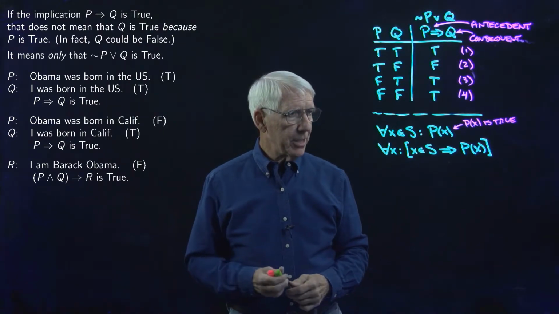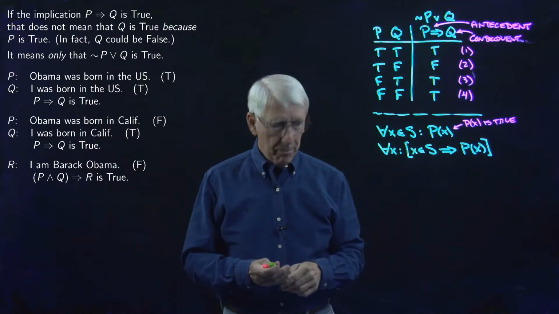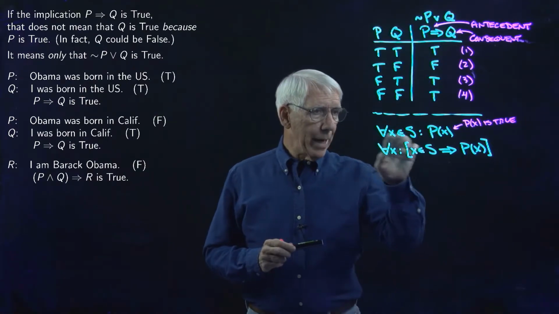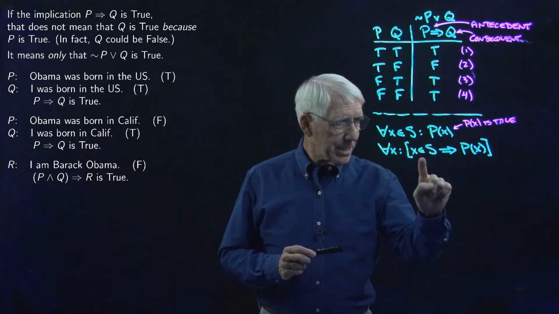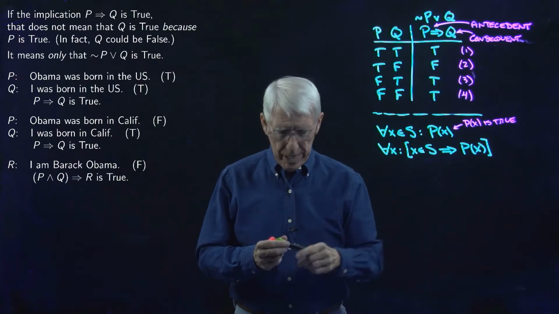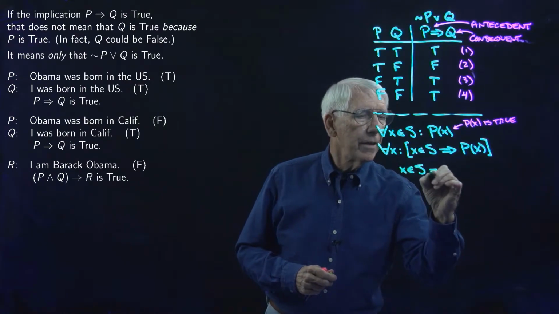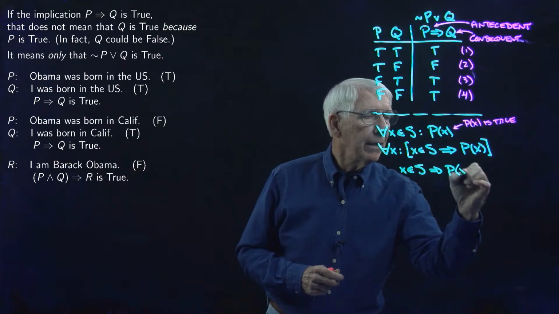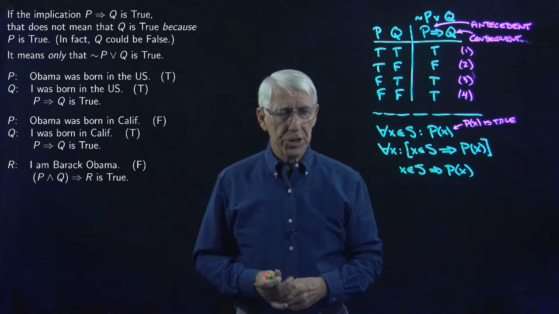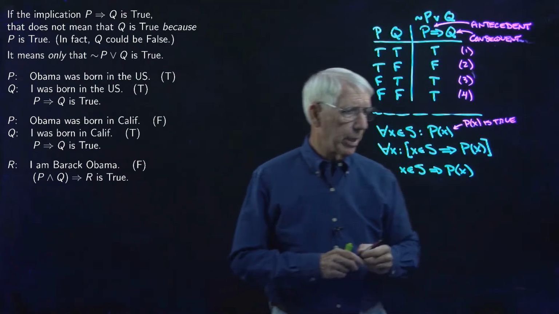And I've done that kind of intentionally. We don't typically take this and rewrite it like this, but what we often do is write this as an implication and leave out the universal quantifier. So I would write this as x in S implies P of x. Now, both of these are closed statements. The x is quantified. This is clearly an open statement. So let's write that here.